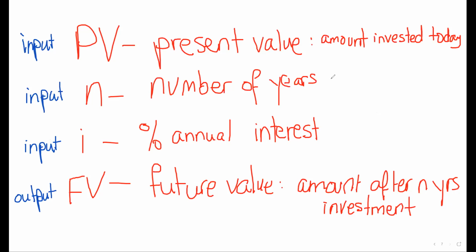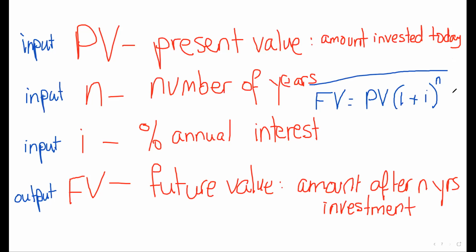Okay, so what's the formula that relates all of these? FV is going to be equal to PV multiplied by (1 plus I) to the power n. So this is the formula, which I will be using in my program. The future value is equal to the present value multiplied by 1 plus the interest, to the power number of years.